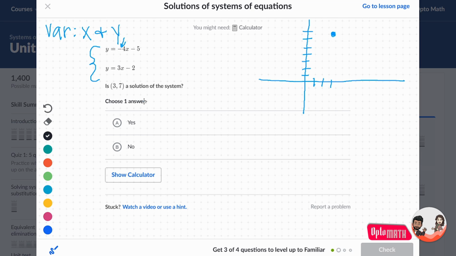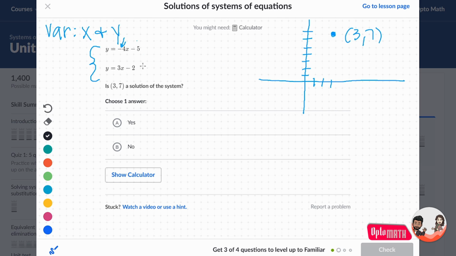So that's what a solution is. That's all it is. It's the meeting point. If you're looking at a graph, it's where the two functions intersect. And there could be more than one solution, but for lines, it's one. So let's think about this 3, 7. This is us visualizing that point.